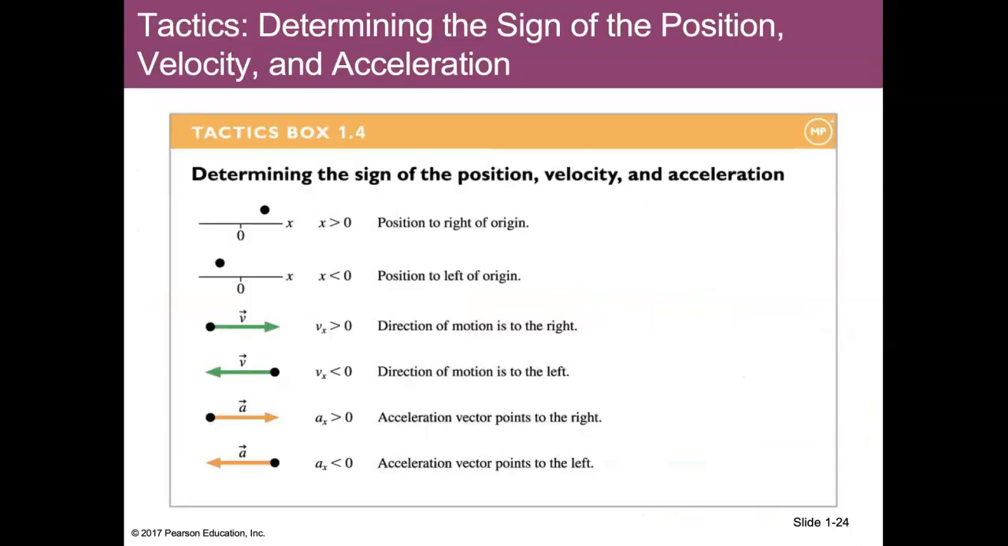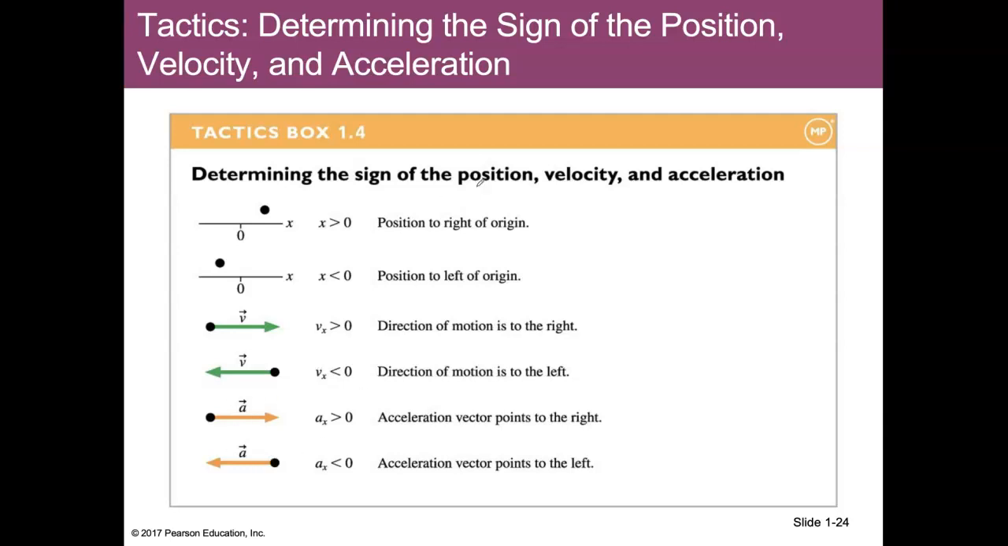If we think about the sign of the position, the velocity and acceleration, you'll notice that the position that we have here is to the right of the origin, but it's not moving. Here we're just left. Now, if I'm moving to the right, our Vx is going to be greater than 0. Going to the left, it is negative.